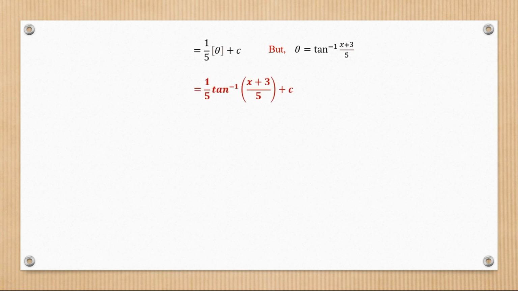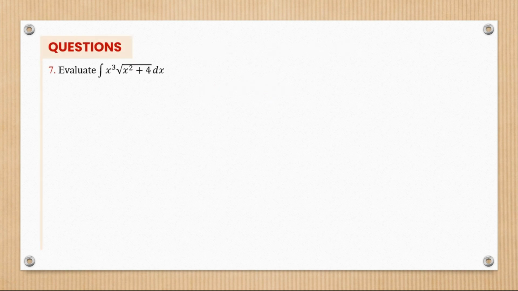So the integral of 1 is definitely theta. But remember, theta was tan inverse of x plus 3 over 5. So now our answer shall be 1 over 5 tan inverse of x plus 3 over 5 bracket plus c. And that's our answer. Alright, let's move on to another question.